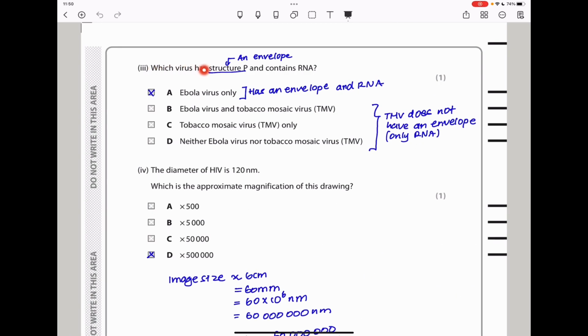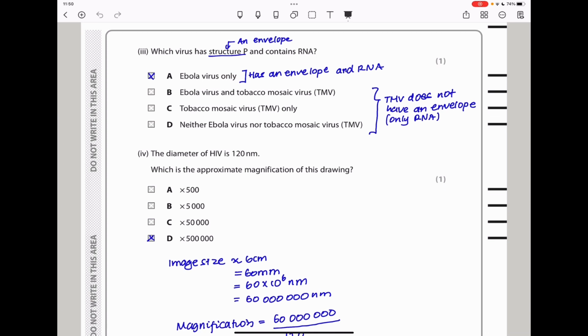Here they say which virus has the structure P and contains RNA. Structure P is an envelope. So if we look at here, we can see Ebola virus. Yeah, Ebola virus contains an envelope and it has RNA. Here they say Ebola virus and tobacco mosaic virus. TMV doesn't have an envelope, so that is out. Also here we see there is TMV. It has no envelope. And here TMV has no envelope. So we know Ebola virus contains an envelope. TMV doesn't. So the answer should be only A, as you can see there.